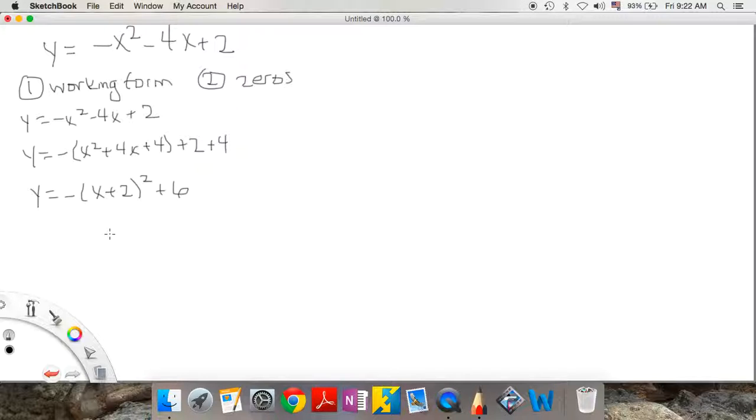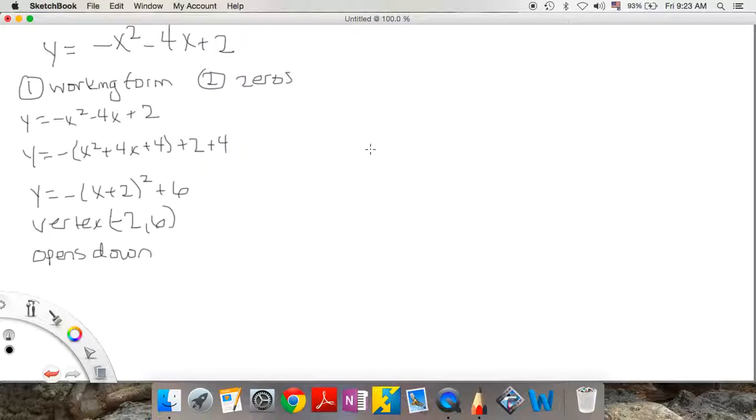and I have this completing the square thing, which tells me my vertex is at negative 2, 6, because remember this is x minus h plus k. Make sure you pay attention to those signs. And I also know that it opens down because of this negative sign here.